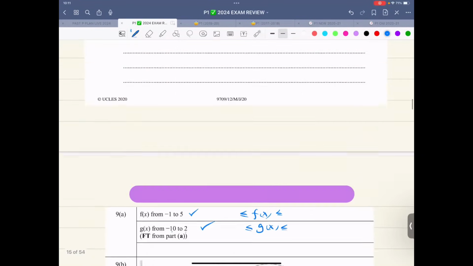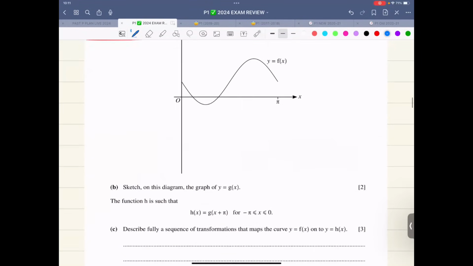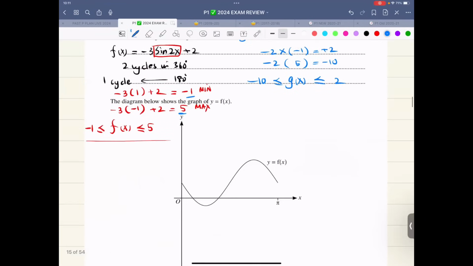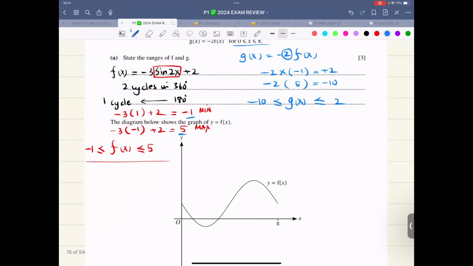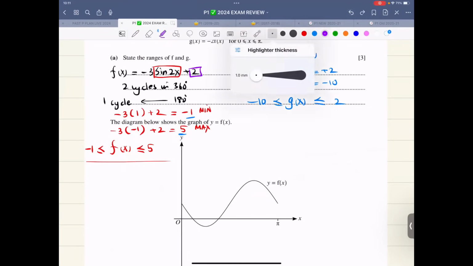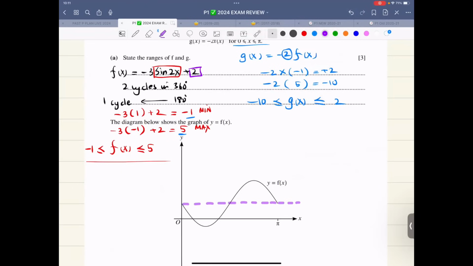Now the next thing. It says, sketch on this diagram the graph of y equals g(x). Now f(x) is there. So over here, this is +2. So if this is +2, let me draw this line like this. So this line is +2. Let me make it even thinner, but that's not a possibility, so I'm making it dotted like this. So this is y equals 2. And then this is -1, and this point is +5. So that's how the graph is drawn.